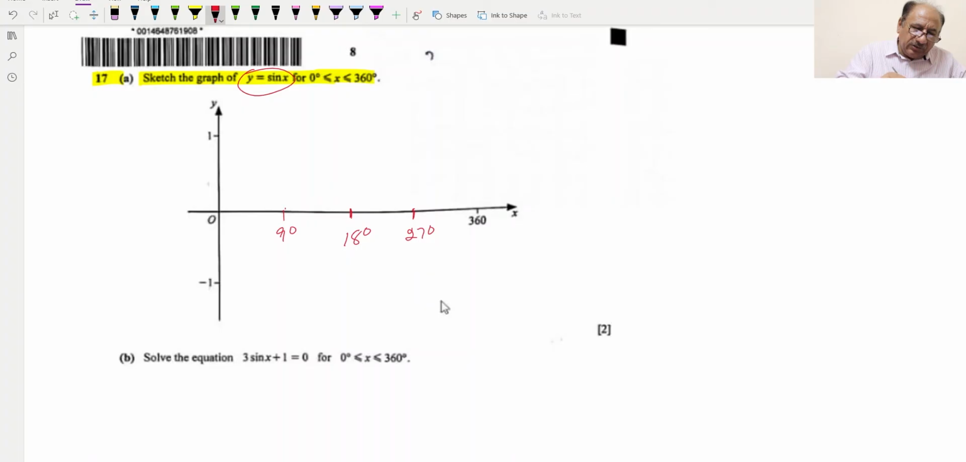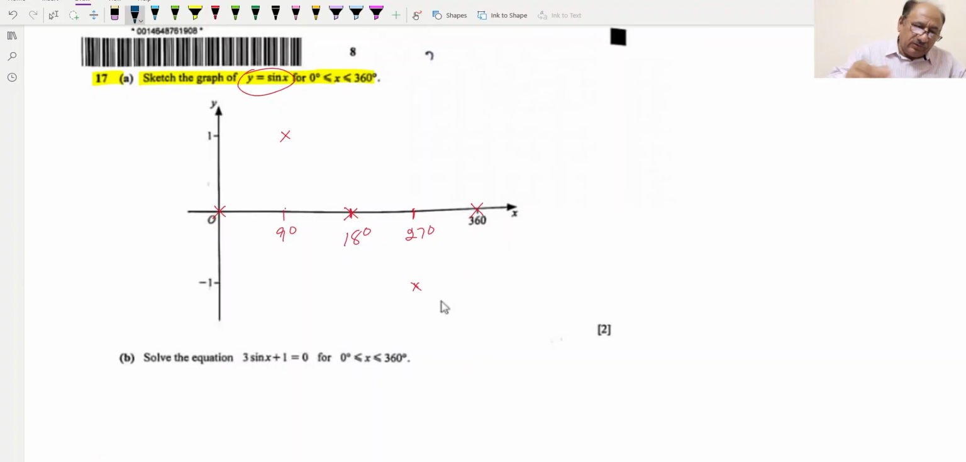So sine theta at 0 is 0, so this will be a point. At 90, sine is 1, so at 90 we can take one value over here, and at 180 it is 0. You can check with the calculator also. Sine 90 is 1, sine 180 is 0, and then 270 will be minus 1. So at 270 we can take it down to minus 1, and 360 will be again 0.